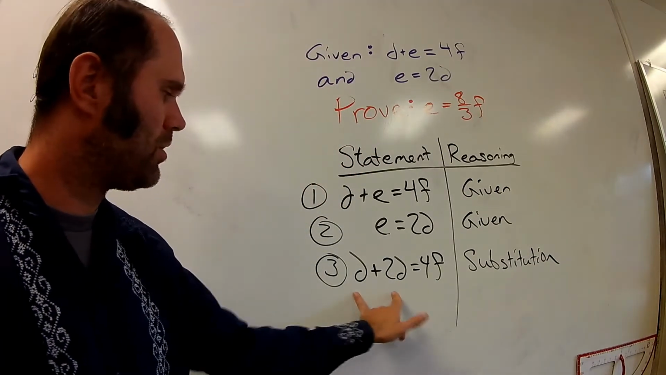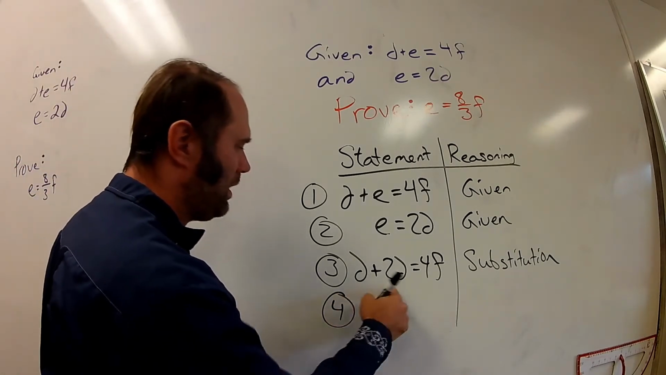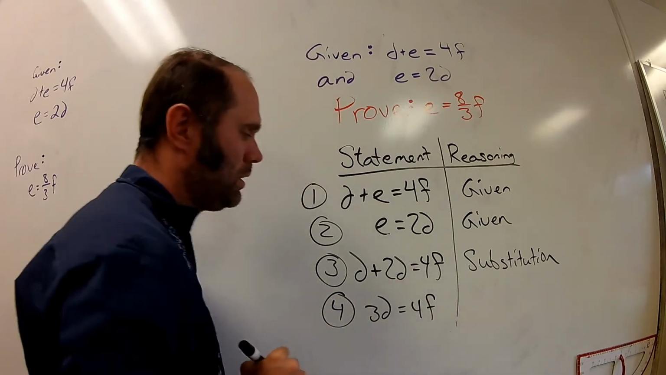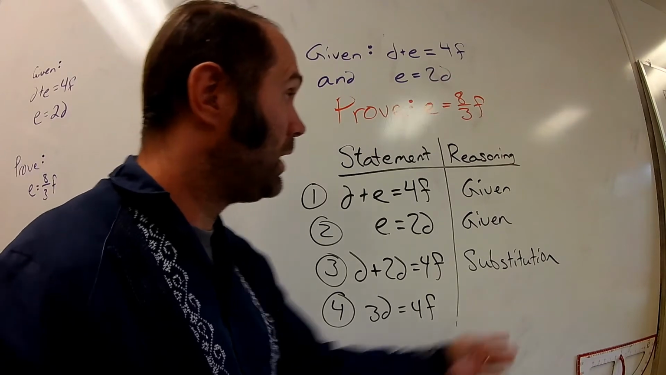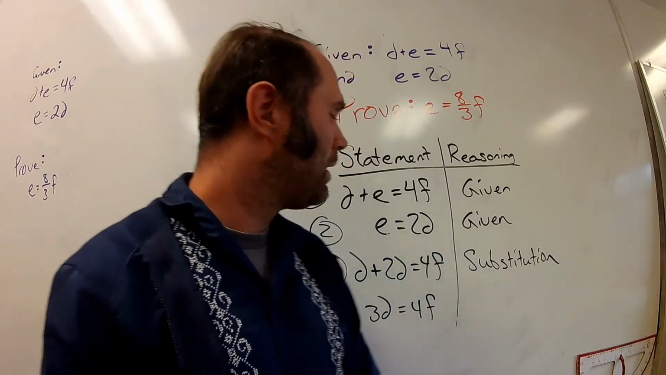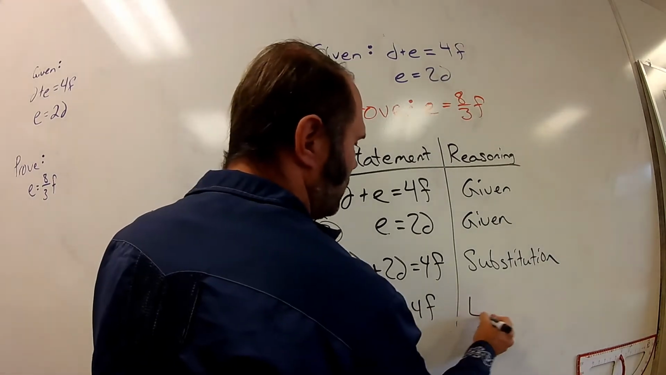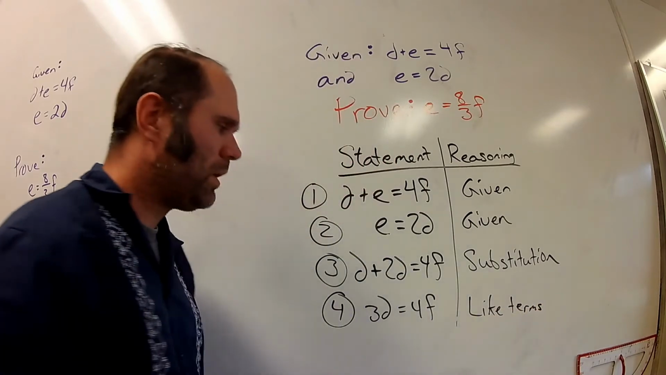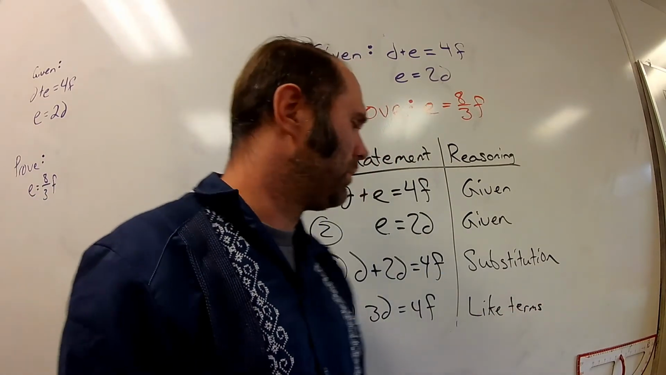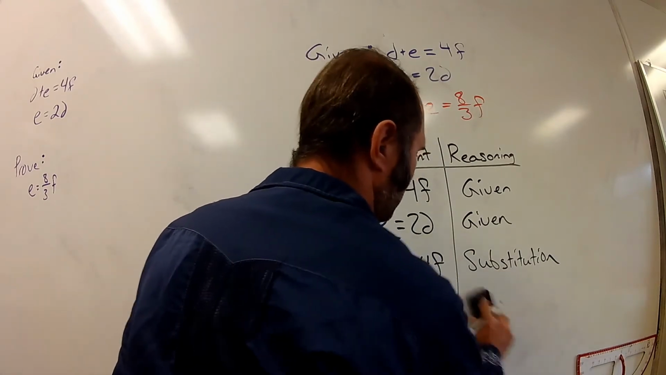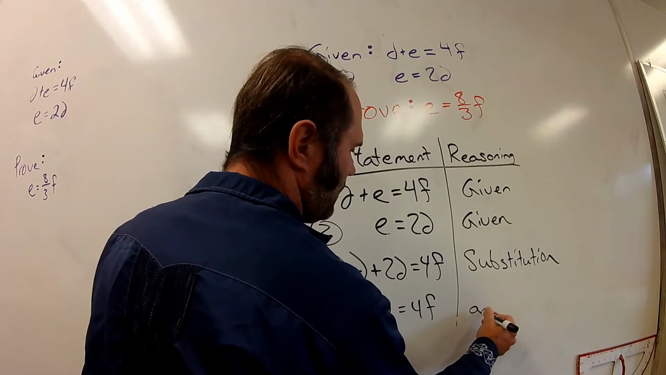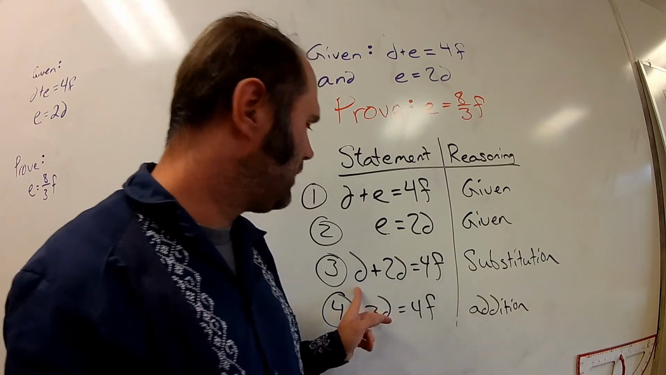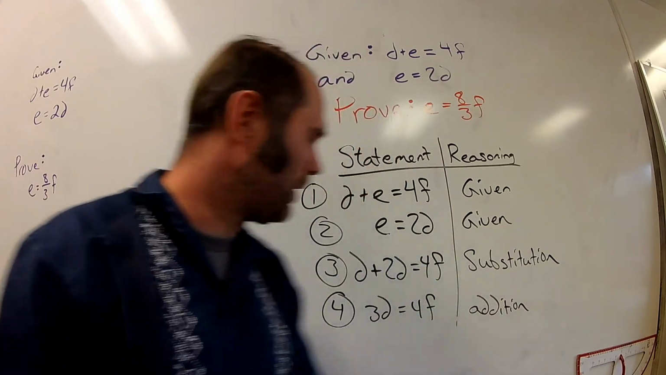Now I can combine like terms, and so D plus 2D is 3D equals 4F. And I need a reason. Well, I just said it, right? I combined like terms. So we could just say like terms. But we could actually make it even simpler than that. We could just say the rules of addition. We know the rules of addition and we followed them. D plus 2D is 3D. That is just following the rules of addition.